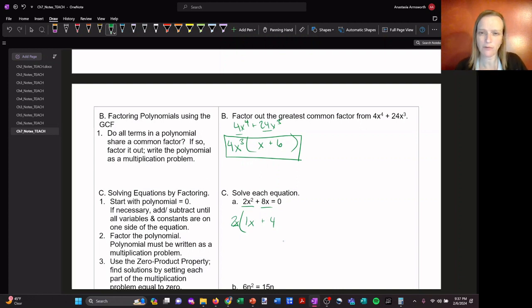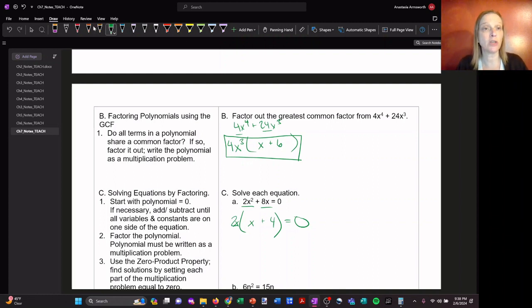There's no variable left. So this is the factored form of this expression. Again, we don't usually write the number 1 there, so I'll erase it. And this expression is equal to 0. So now I've written an equivalent equation where I factored out the greatest common factor, and now I have a multiplication problem equal to 0. Now this is just like the questions we were doing on the previous page.